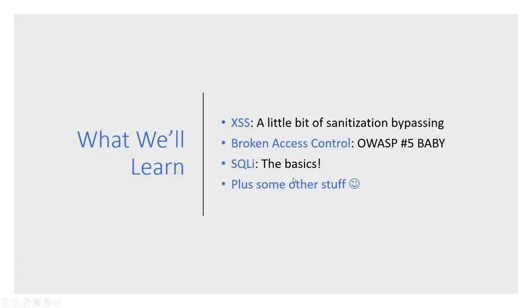So from here, what are we going to learn tonight? Well, we are going to work with some cross-site scripting. We're going to talk a little bit about sanitization bypassing, and we're going to talk about stored cross-site scripting for the first time tonight. We covered DOM-based and reflected last week. Tonight we'll talk about stored. We are also going to talk about broken access control, which is OWASP number 5 on the top 10 list. And one of my favorites, we're going to start covering SQL injection, just the basics. I'm not going to overwhelm you. If you've never seen SQL before, this is a good start.